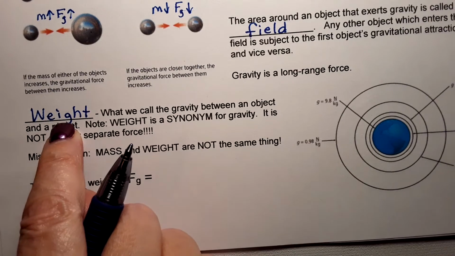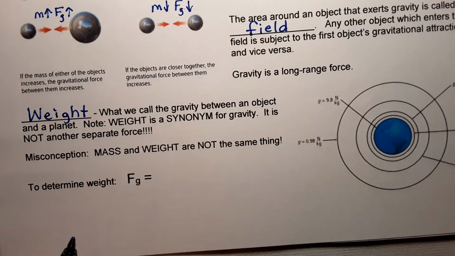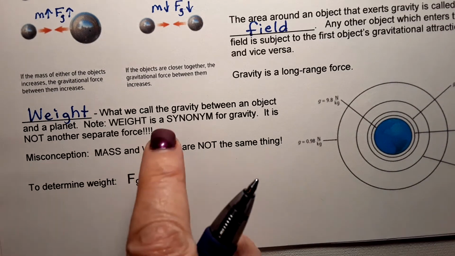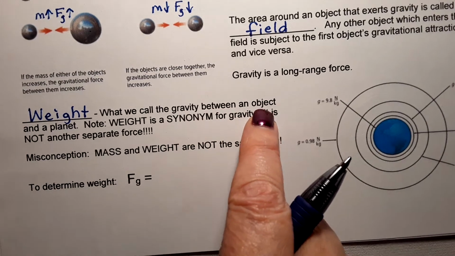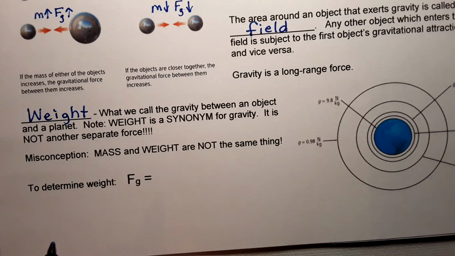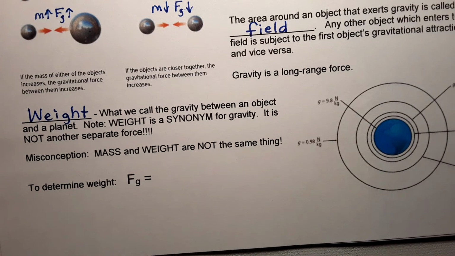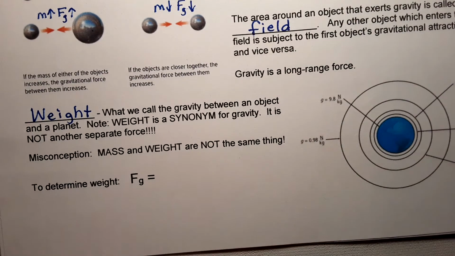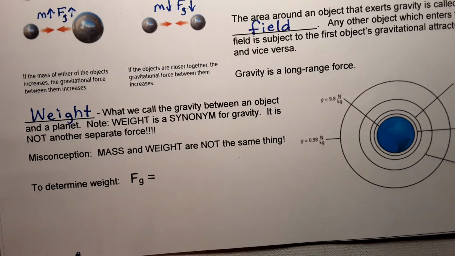It's just that when we talk about weight, we specifically are talking about the gravity acting on an object from a planet, like your laptop, your bed, the chair, a sofa, yourself. All of these things are acted on by the gravity from planet Earth. So we call it your weight.